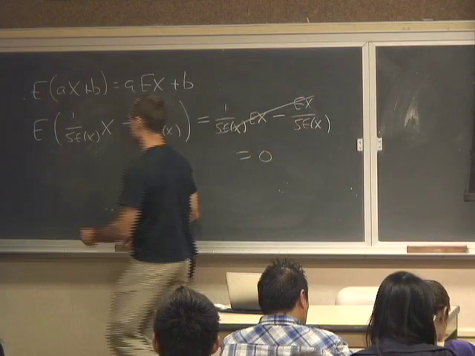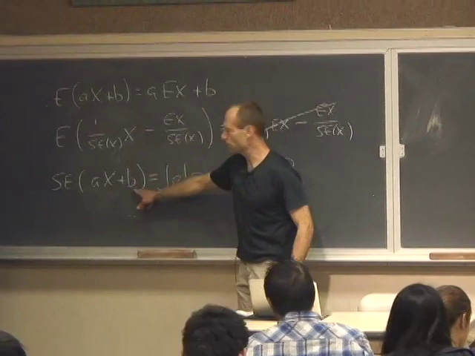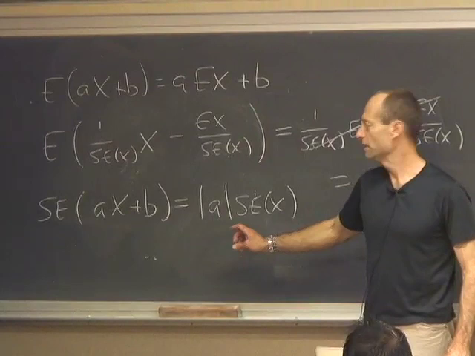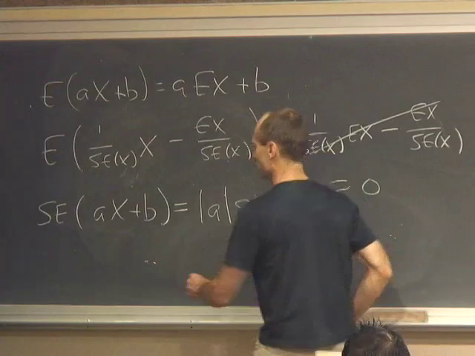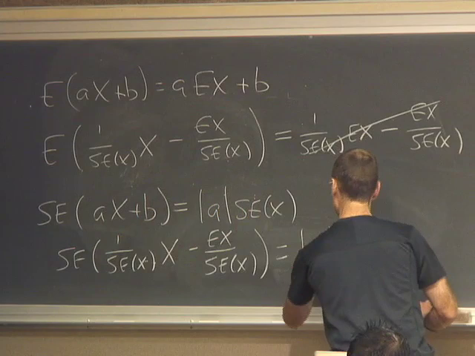What about the standard error of aX plus b? This is equal to the absolute value of a times the standard error of X, right? b doesn't change the standard error, and what matters about a is its magnitude, not its sign. Okay. So what's the standard error of this random variable in standard units? The standard error of 1 over SE of X times X minus E of X over standard error of X is equal to the absolute value of 1 over the standard error of X times the standard error of X.